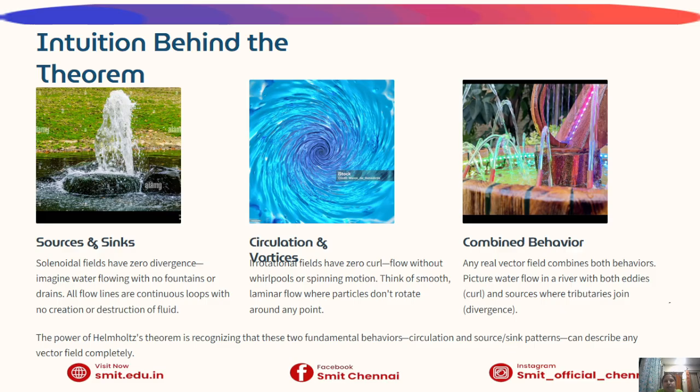Next we see the combined behavior. In most real-world systems, vector fields are not purely irrotational or purely solenoidal. They exhibit both divergence and curl simultaneously. For example, fluid motion in nature may contain both vortices and inflow or outflow regions.